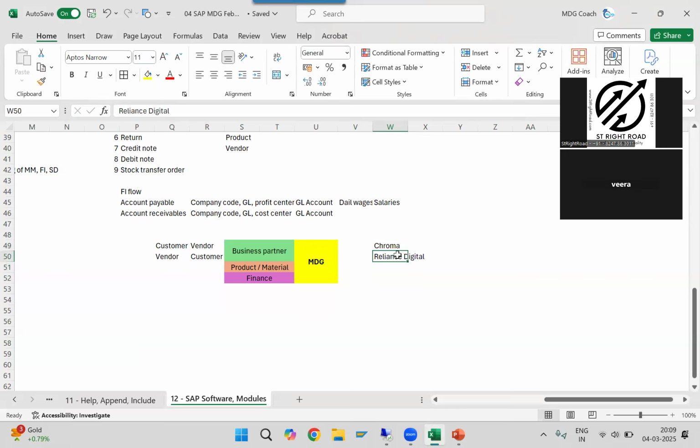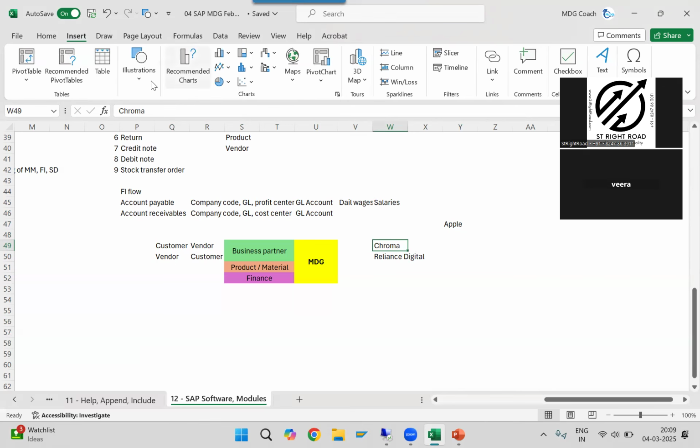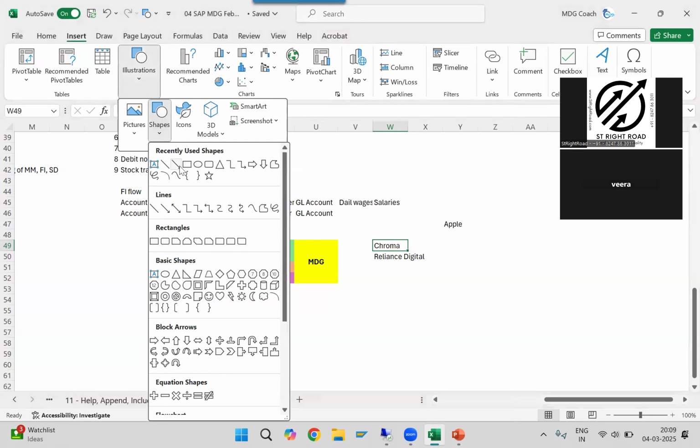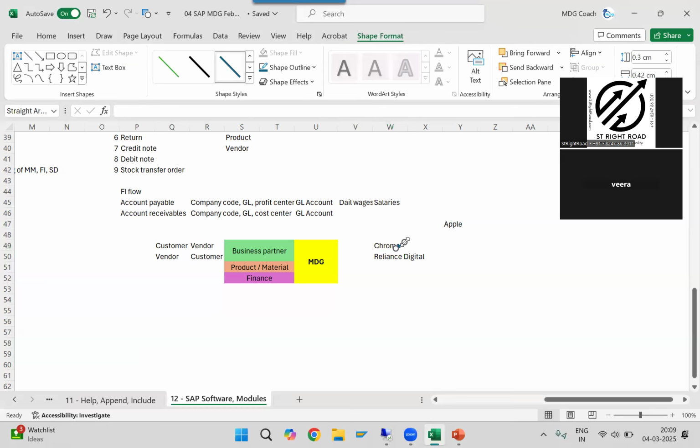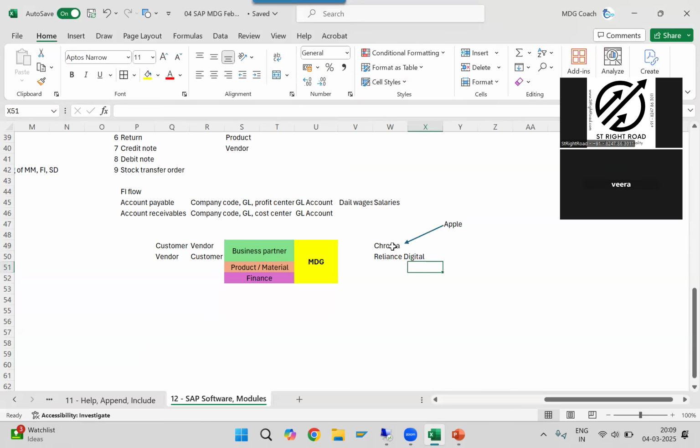They are not preparing any phones. They are reselling the business, right? They are getting the products from XYZ company and they are selling them to customers. So in such a case, take Apple company. For Apple, Chroma is technically a customer, right? But they are purchasing in a lot. They can become a partner. Chroma is a partner.